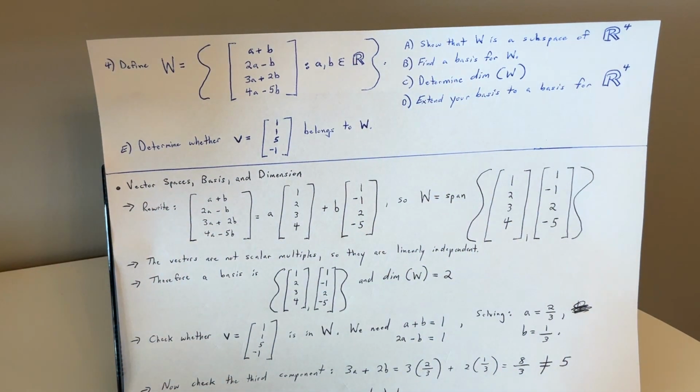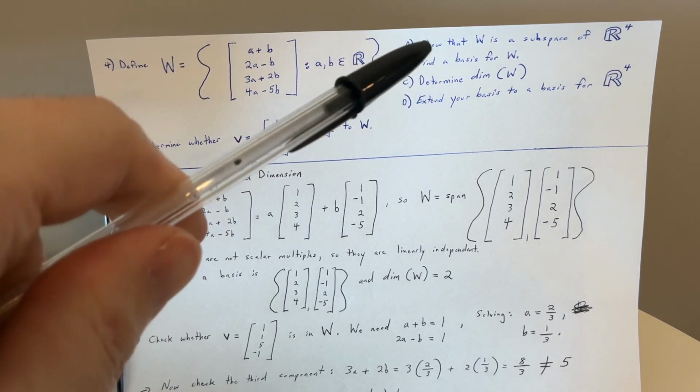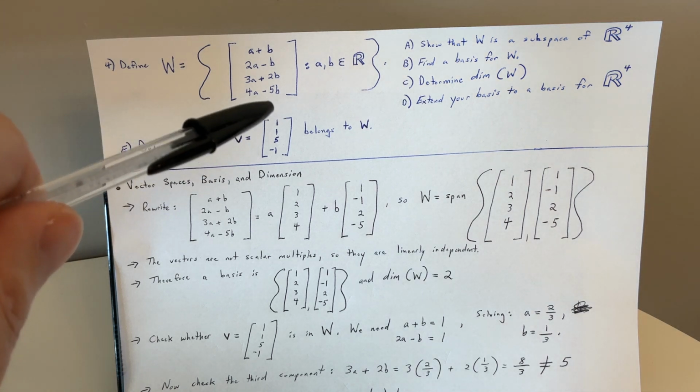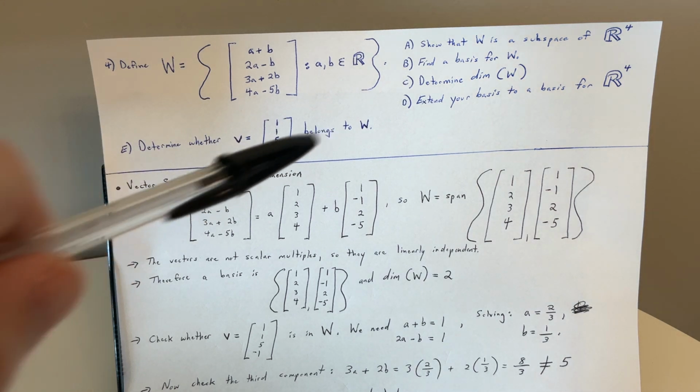Okay, number 4, we're given the following for W. Show that W is a subspace of R4. Find a basis for W. Determine the dimensions of W. Extend your basis to a basis for R4. And part E, determine whether V, the column 1, 1, 5, negative 1, belongs to W.